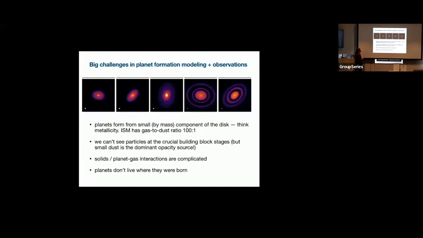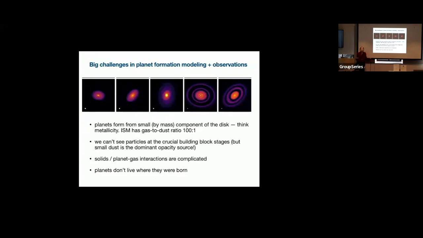But to confound things, we actually can't see the particles that are at the crucial building block stage. What we're looking at here is the small dust grains, right? Like millimeter sizes and smaller. But if you want to understand something going from microns to millimeters all the way up to rocky planets, you've got this huge dynamic range in which rocks become totally invisible, right? We don't see meter-sized objects. We don't see kilometer-sized objects unless you're in the solar system. We don't see tens of kilometer-sized objects.